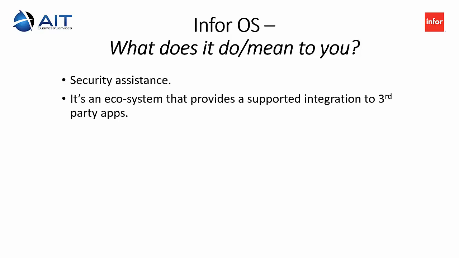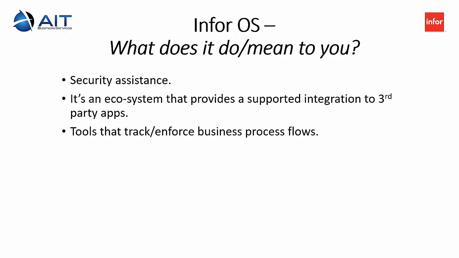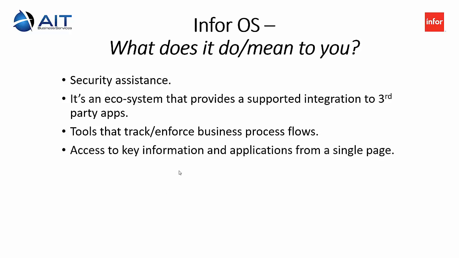Let's see, so we have some integration to third-party apps. That's important. That sounds a little bit better than the other technical jargon. So this is going to let other applications talk to each other, share some of that data. This is really where Infor OS really started with the ION product. There's some tools in here to track some process flows. It's a fancy way of saying workflows. So that's also available in here. That can certainly help us.